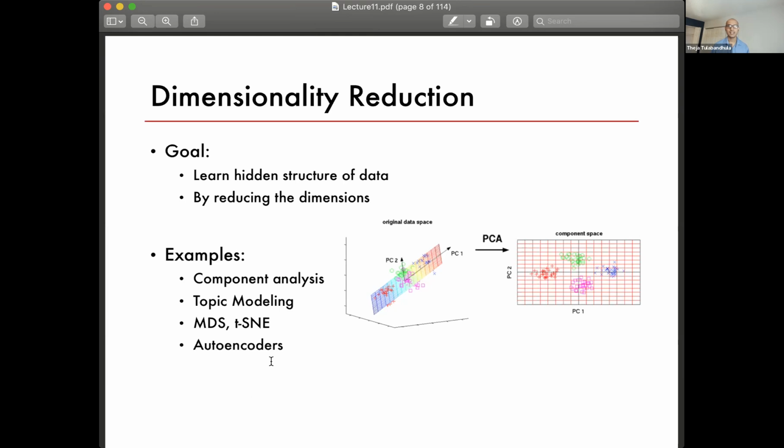Topic modeling is a technique mostly used in natural language processing to learn the hidden structure of data. Similarly, multidimensional scaling, t-SNE, and autoencoders are all different techniques for somehow compressing your data set without the need for supervisory signals. On the figure here, what you're seeing is something we'll explain in quite a bit of detail, so I will skip explaining this figure for a second.